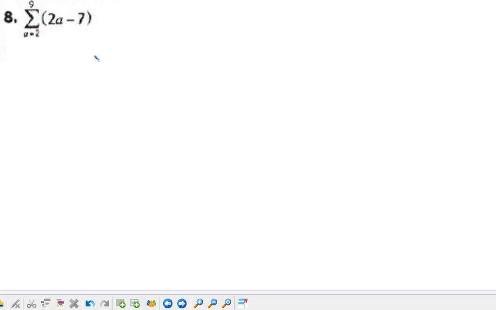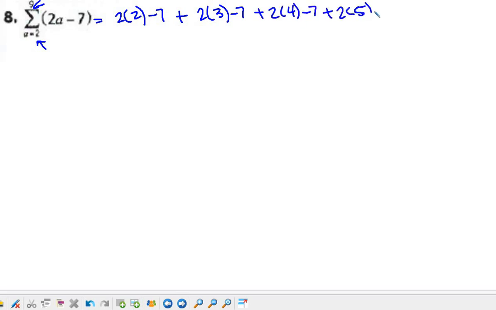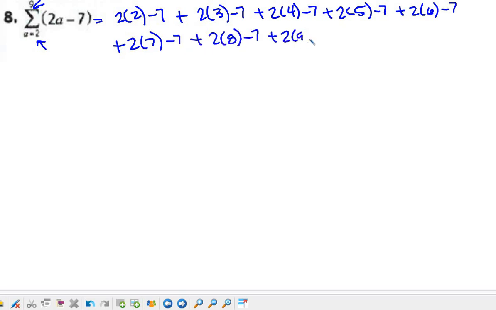Okay, so number 8 is a little bit different. Because notice we don't start with 1, we start with 2 and we go to 9. So that would be 2 times 2 minus 7 plus 2 times 3 minus 7, 2 times 4 minus 7, 2 times 5 minus 7, 6 minus 7, all the way up to 2 times 9 minus 7. Very tedious, I'm aware. Whining and complaining will not change that, yes, we have to do this.